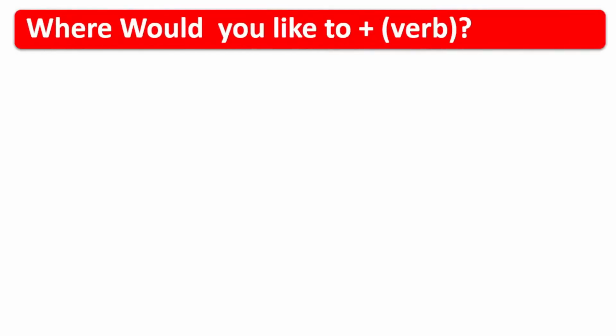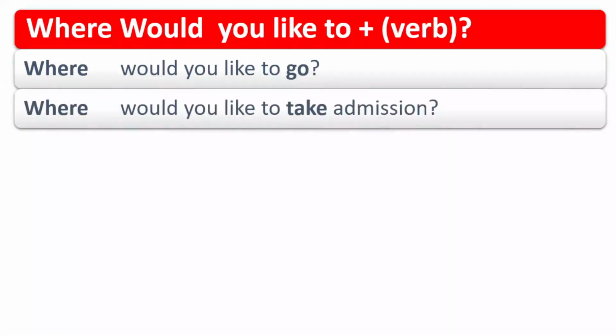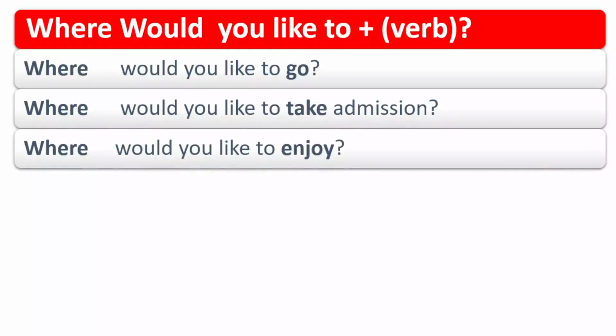Okay, so what is next? The next one is, let's create more questions on where would you like to plus verb. The first question is, where would you like to go? Now tell us, where would you like to go? Would you like to go to some natural places or cities or some universities, or where? Or maybe to a friend's home. So please tell us, where would you like to go? Where would you like to take admission? Where would you like to enjoy? If you do want to enjoy, so where would you like to enjoy?